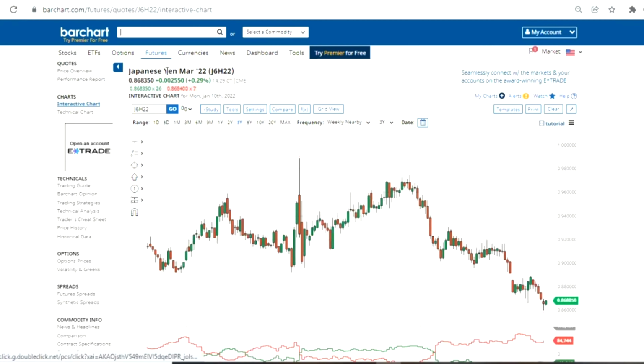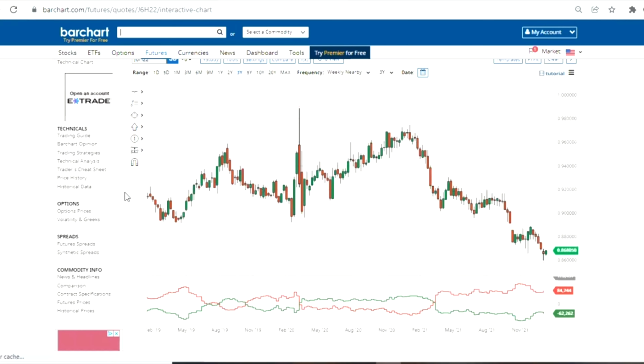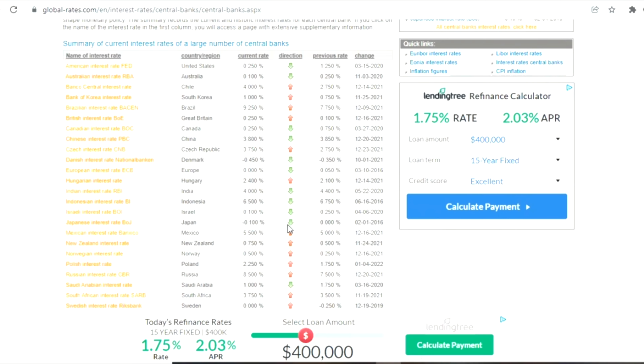All right, so now we're looking at the Japanese yen March 2022 futures chart. And we see the commitment of traders report here, right? Because we know that the Japanese yen has a -1 interest rate. And their interest rate was actually changed in February 2016. The last time England's interest rate changed was December, just a couple of weeks ago. It went up 0.1%.